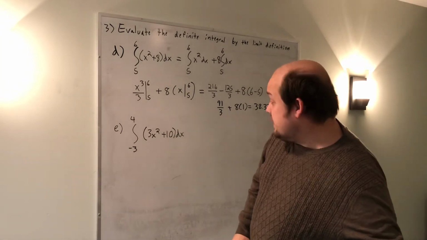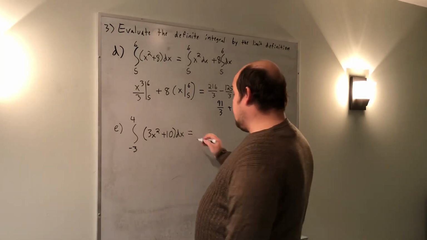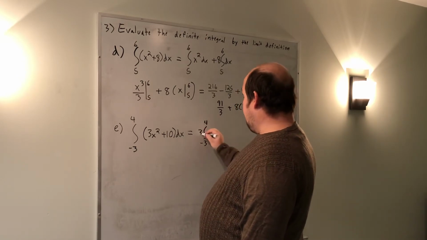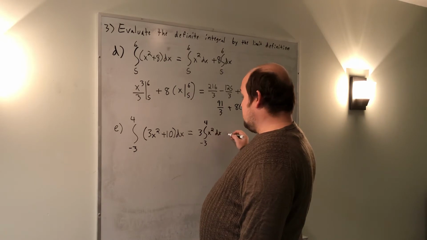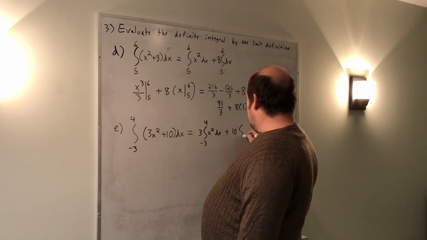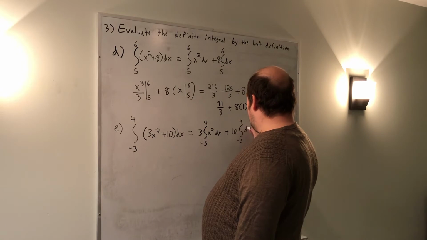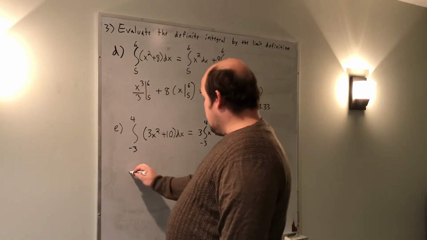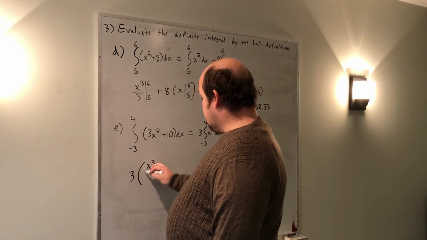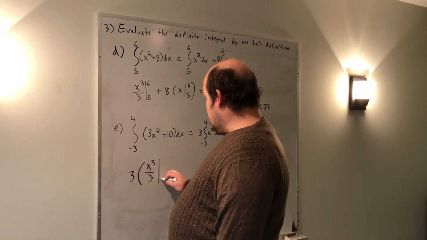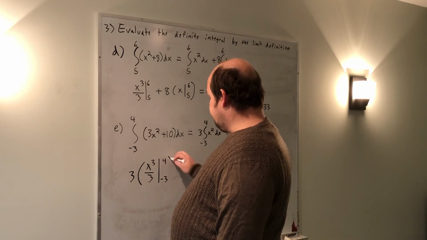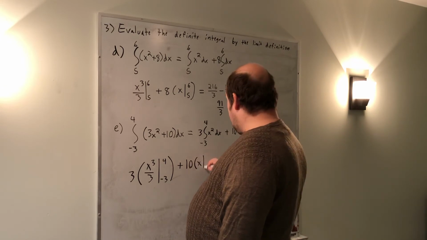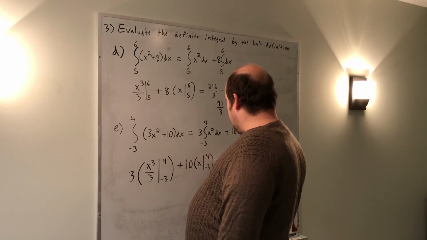For the final problem in this section, I'm again going to separate things. This is really the integral from negative 3 to 4 of 3 times x squared dx plus 10, the integral of negative 3 to 4 of dx. When I integrate the x squared, I get 3 times x cubed over 3, evaluated from negative 3 to 4. I add to that 10 times x, evaluated from negative 3 to 4.